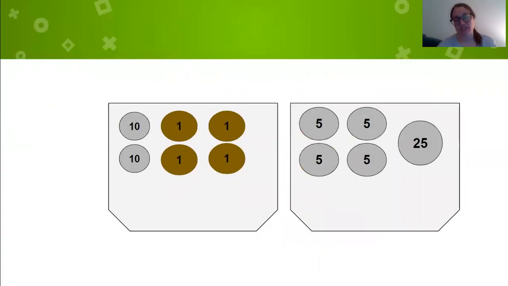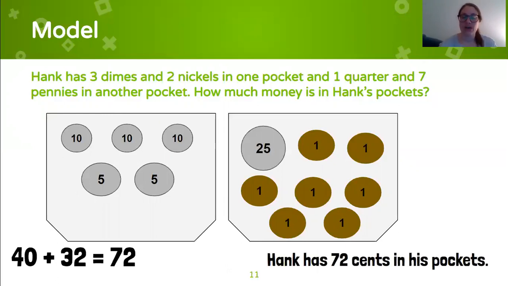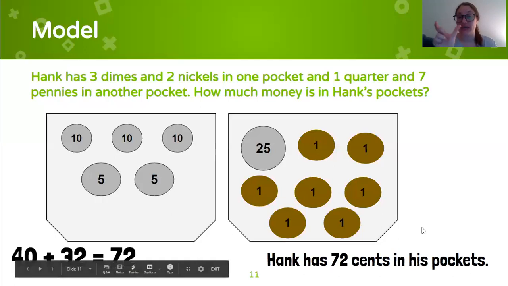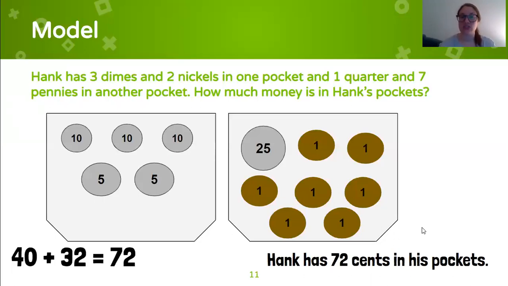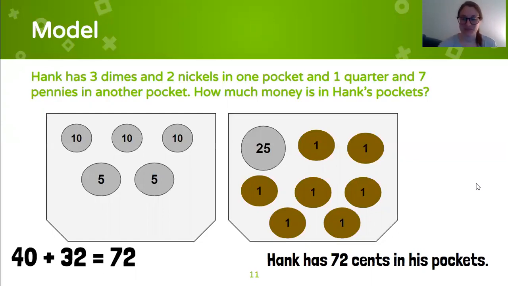Oh, Miss L, you can't move on yet. What did I forget to do? I forgot to write about it. Okay, so Hank has 72 cents in his pocket. I made the addition sentence here, but I do have to write about it. I have to write a statement, a little sentence. So I'm answering how much money is in Hank's pockets. Hank has 72 cents in his pockets. There we go. That's the end of my model.